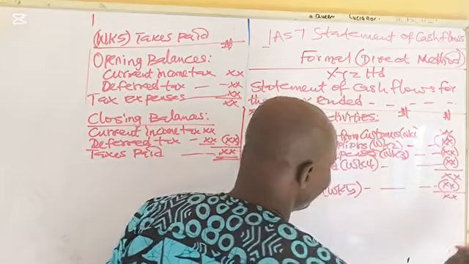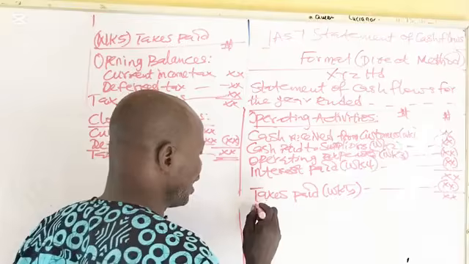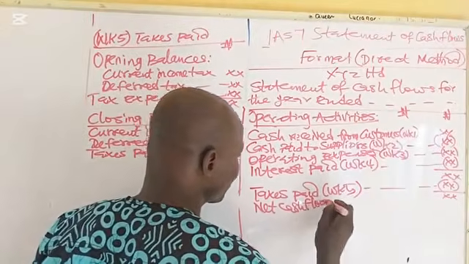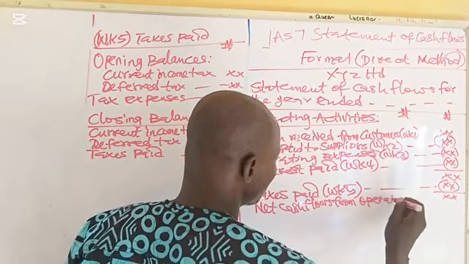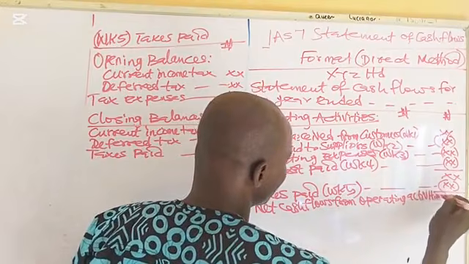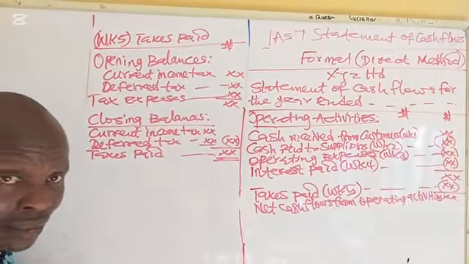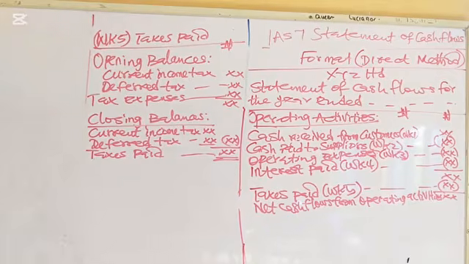So we have net cash flows from operating activities. So that is the first heading. After operating activities, the next heading is investing activities.